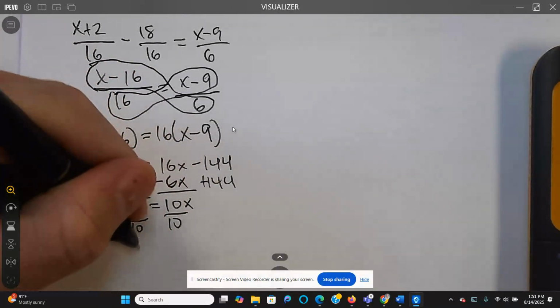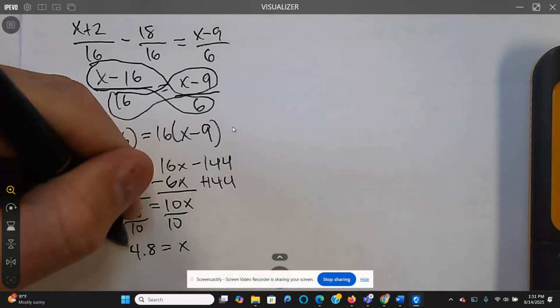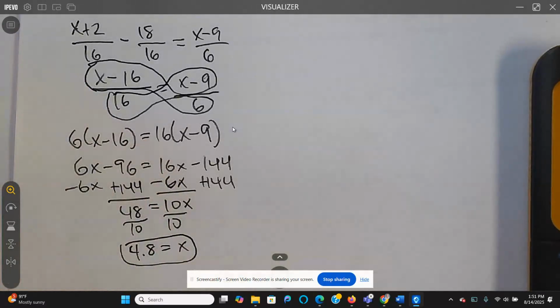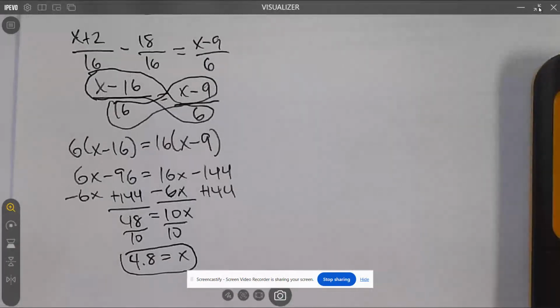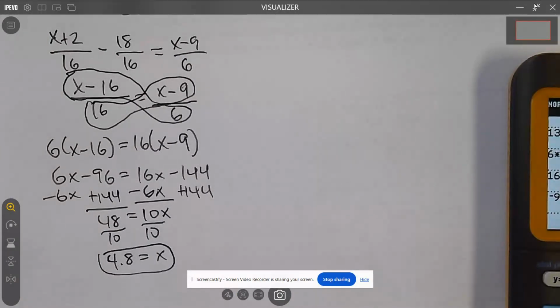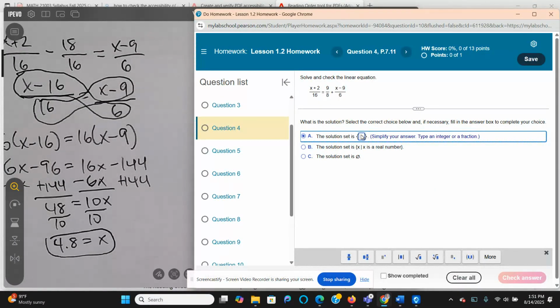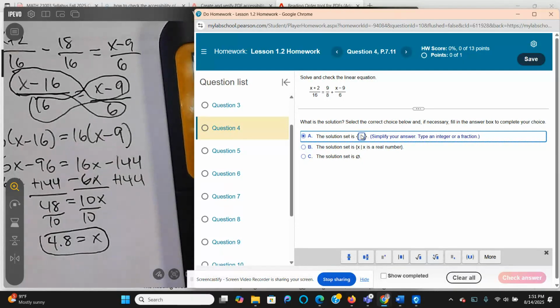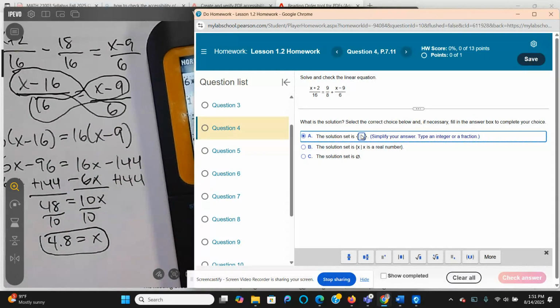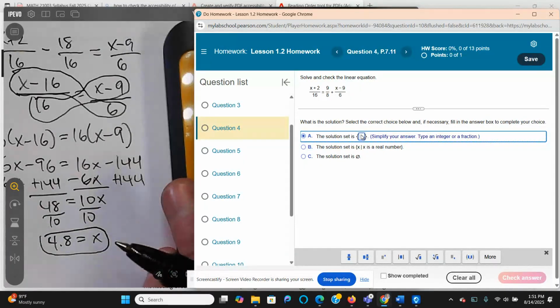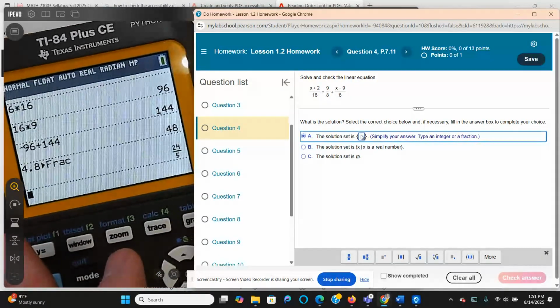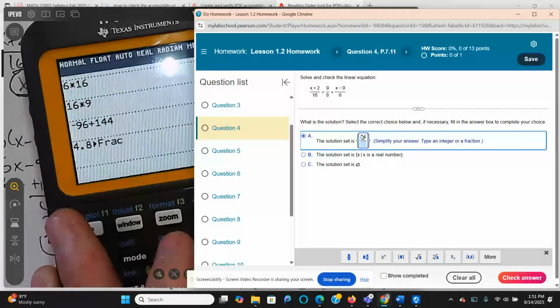Divide by 10, divide by 10, 4.8. Or a fraction. So I've got to make that a fraction. So math enter, 4.8 math enter. That'd be 24/5. You need to do it as a fraction. My bad. Hopefully I did that right.